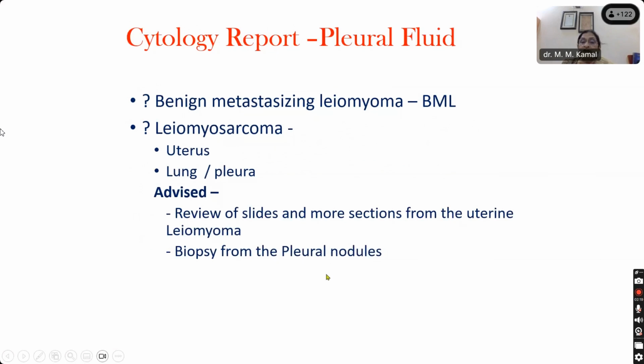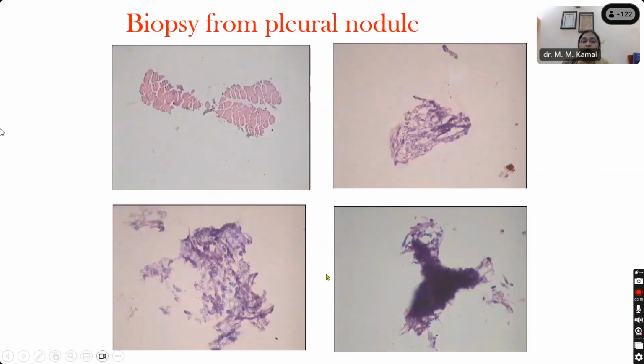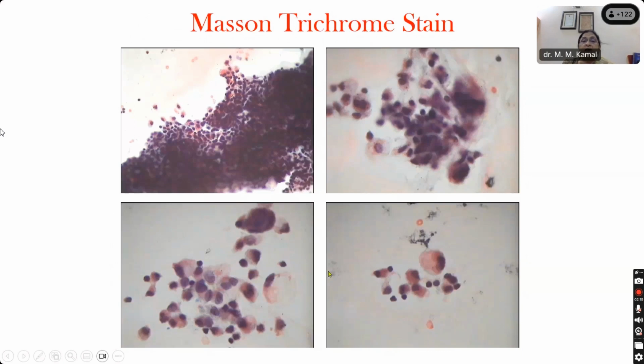Then we reviewed the slides and the biopsies from the pleural nodules, but somehow we couldn't reach a conclusion. We still had material with us: these cytology slides. So we scraped and destained them, and we did a Masson trichrome stain by the time we got our immunocytochemistry done, and the cells turned red. So, as I was emphasizing, you can do your routine stains before embarking on immunocytochemistry.